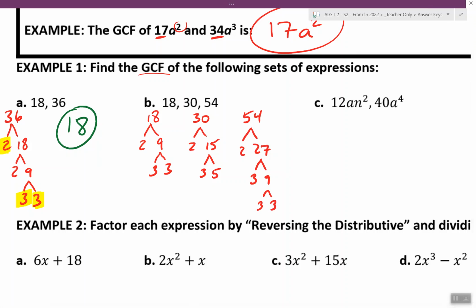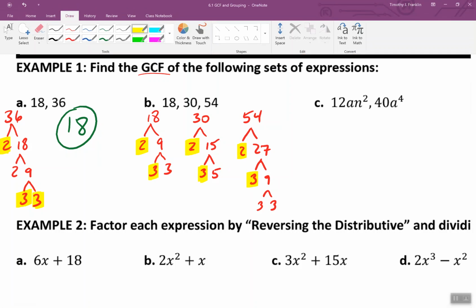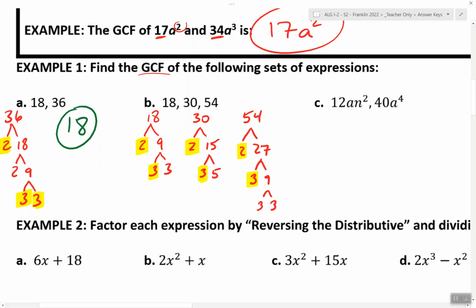And now you want to look through all these prime factorizations and find the numbers they have in common. They all have a 2, they all have a 3, and that's it. That's all they have in common. So 2 times 3 is 6. So our GCF here is 6. 6 is the biggest number you can divide evenly into 18, 30, and 54.